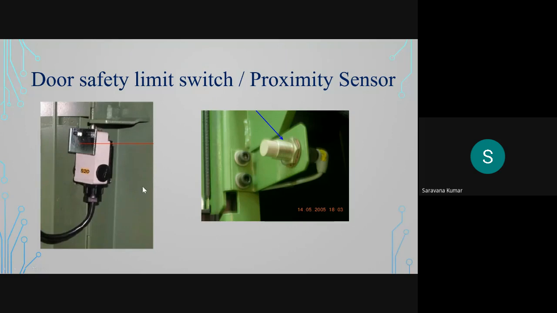This is for limit switches. Limit switches are used, for example, for safety purposes. If the door is open, we have to switch off the machine. This is a very small application. The second picture is a proximity sensor. It is used to sense the speed of the machine, and if there is any movement, it will also act as a motion sensor.